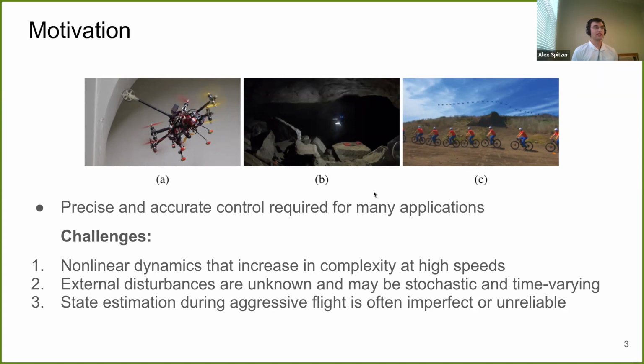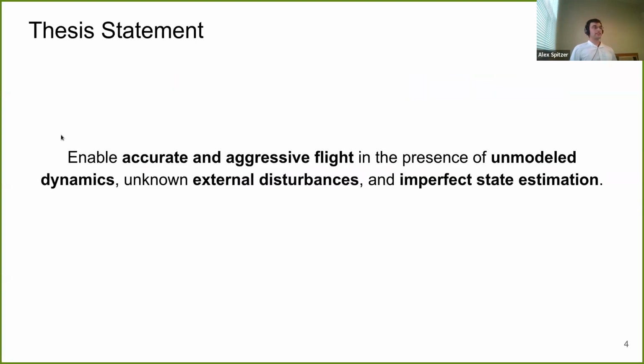However, there are a lot of challenges that come up. One is we have nonlinear dynamics that increase in complexity as the speed and the acceleration of the trajectory you're following increases. We also have an uncertain environment and external disturbances that can be completely random, stochastic and time varying. And also, the faster we go, we suffer state estimation challenges. So not only does the control problem get harder, but the state estimation problem gets harder as well, and that also makes control more difficult. So the goal of this thesis is to enable accurate and aggressive flights in the presence of these challenges on model dynamics, external disturbances, and imperfect state estimation.